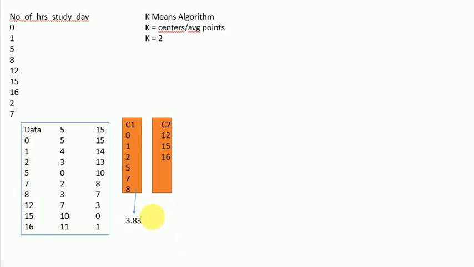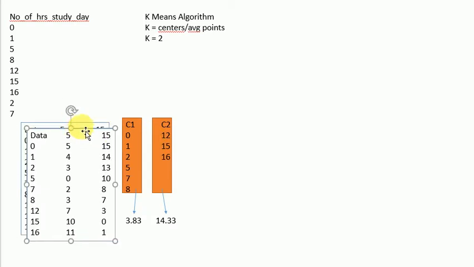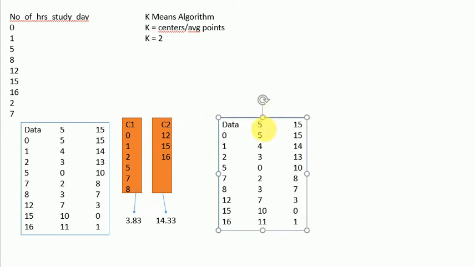So here we will have a value 14.33. So this is the average or the mean we have got from both of the clusters formed. Now we will try to calculate the distance from the new means. Okay, so second time we have a mean here, that is 3.83, and we have a mean here, that is 14.33. So from these we will try to identify the differences.